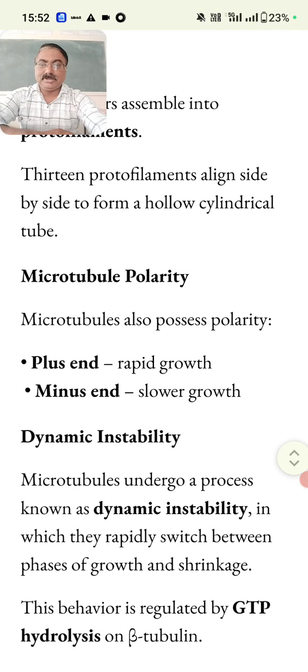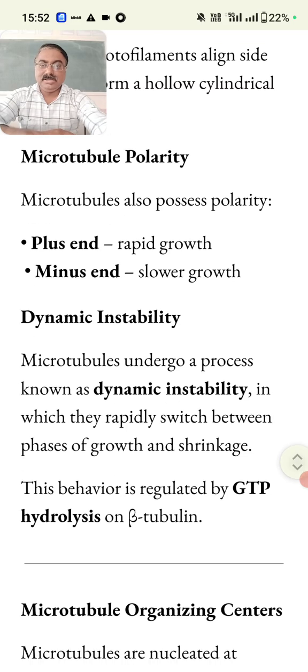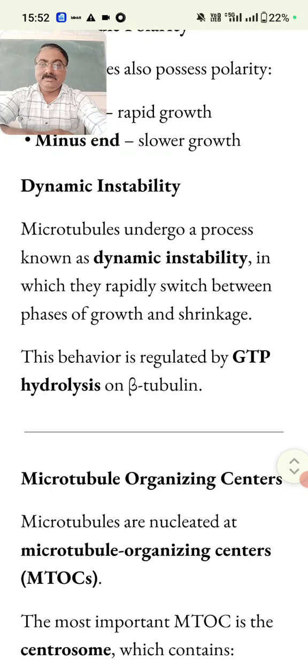Microtubule polarity. Microtubules also possess polarity, with rapid growth at the plus end and slow growth at the minus end. Dynamic instability. Microtubules undergo a process known as dynamic instability, in which they rapidly switch between phases of growth and shrinkage. This behavior is regulated by GTP hydrolysis on beta tubulin.